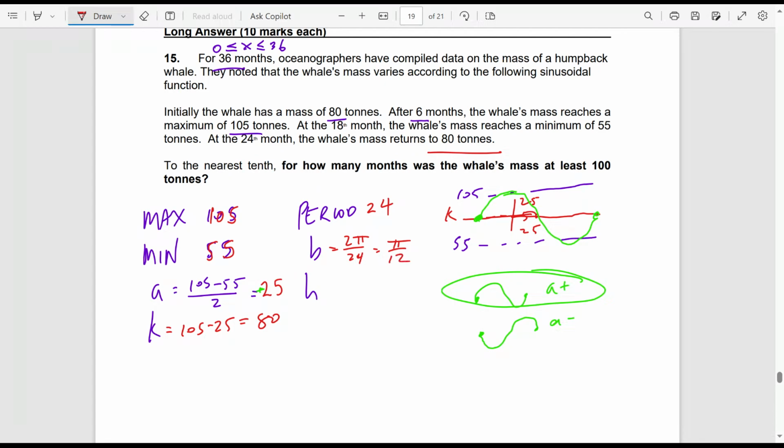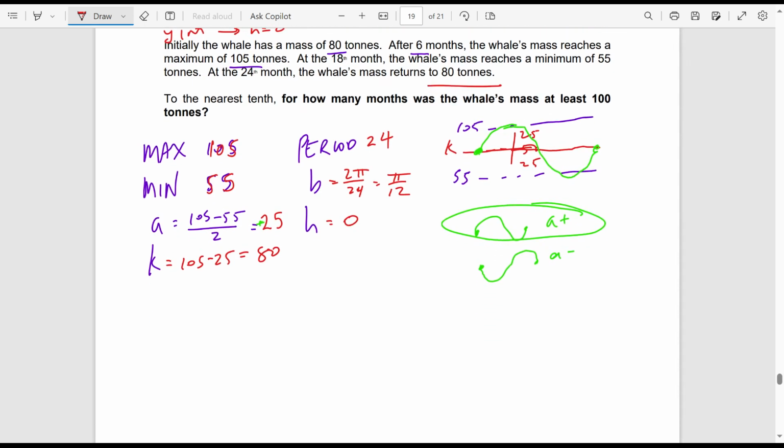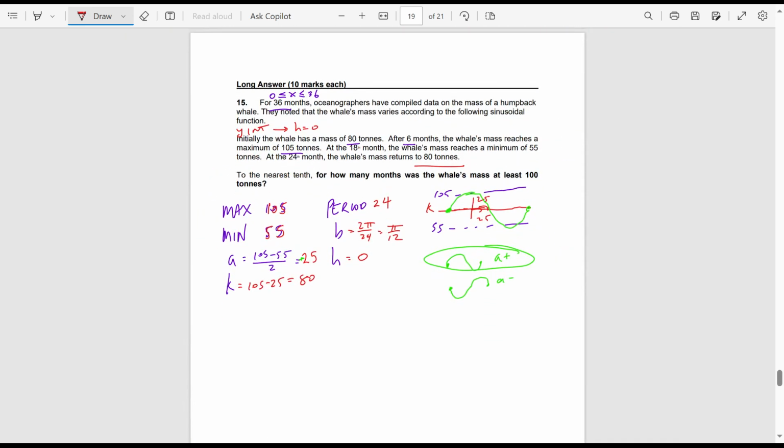In terms of an H value, let's make this easier on ourselves. Initially, so whenever I hear initially, let's think y-intercept. A y-intercept is going to indicate that my H is going to be 0, if I choose to write it this way, because we will start to get into cosine functions that we can do.